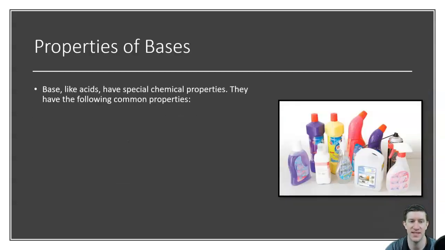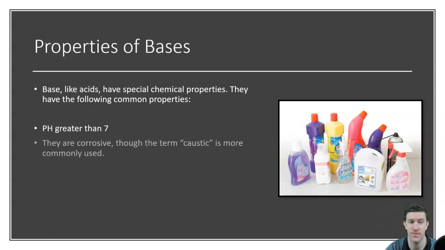Bases have very special properties, just like the acids did. The pH is greater than 7. They're corrosive, although we often use the term caustic, because corrosive suggests more acidic, even though it looks like the exact same effect. To distinguish it, we often say they're caustic. So caustic for bases, corrosive for acids.